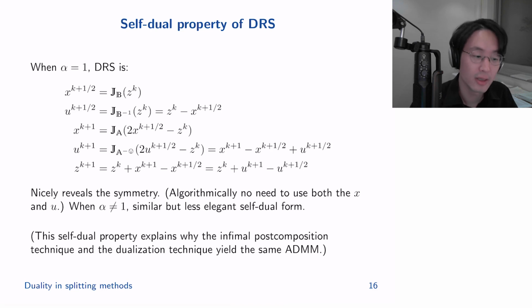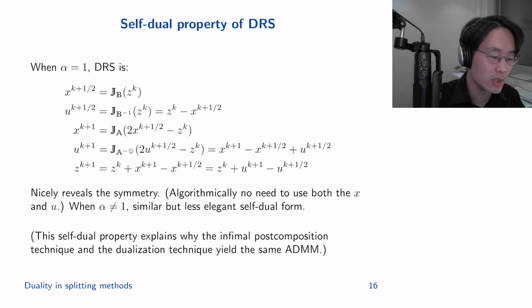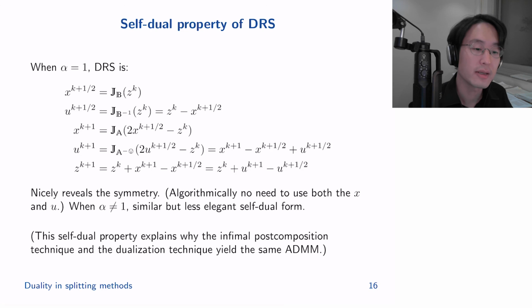But what we're trying to show with this expression is that DRS is perfectly self-dual, and we can equivalently carry out the DRS operation, the DRS iteration, by instead considering the uk variables. So if we choose to compute uk plus 1/2, uk plus 1, and use this iterate, then we can carry out the exact same, the identical DRS iteration in the dual space. So by the way, this self-dual property explains why it is that the infimal post-composition technique and the dualization technique resulted in the same form of ADMM when we derived the ADMM algorithm in 2 different ways in Chapter 3.